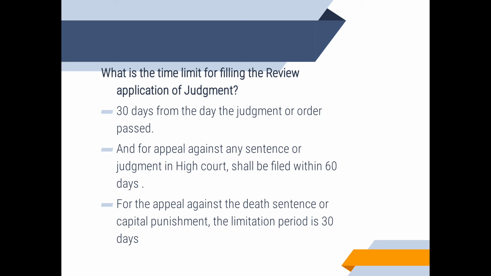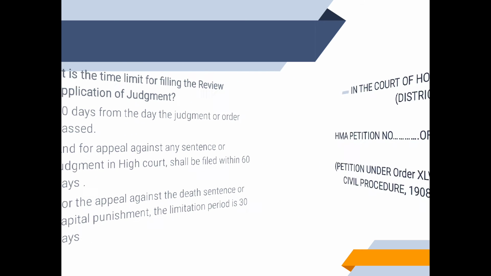So it varies as per the order, in which case the order or judgment has been passed, and by which court the order or judgment has been passed. It will depend on the time limit. If it is by the lower court or the district court, then it will be 30 days. If it is by the high court, then it is 60 days, and if it is in capital punishment, then the time limit is 30 days.